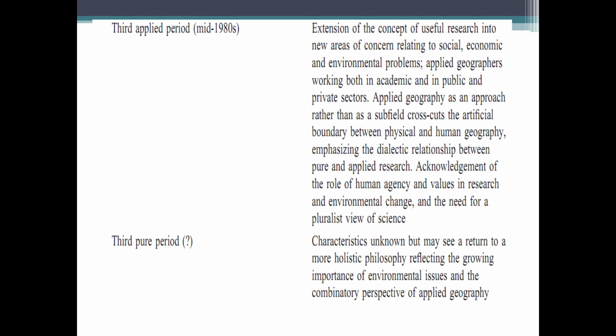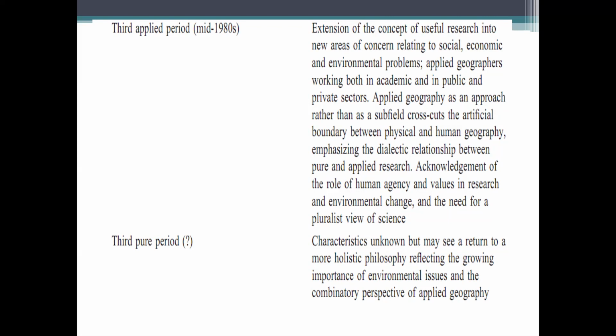Applied geography as an approach rather than a subfield cross-cuts the artificial boundary between physical and human geography, emphasizing the dialectic relationship between pure and applied research. So that is very important. Acknowledgement of the role of human agency and values in research and environmental change, and the need for a pluralistic view of science. At that time, applied geography came into the field of different angle.